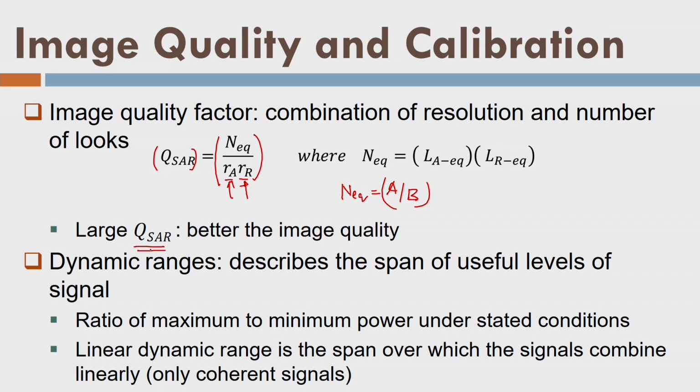So the larger the QSAR, the better the image quality. That means if one pixel or one resolution cell is looked at from different positions or multiple positions of the sensor, it is a better image. That's a simple interpretation here.